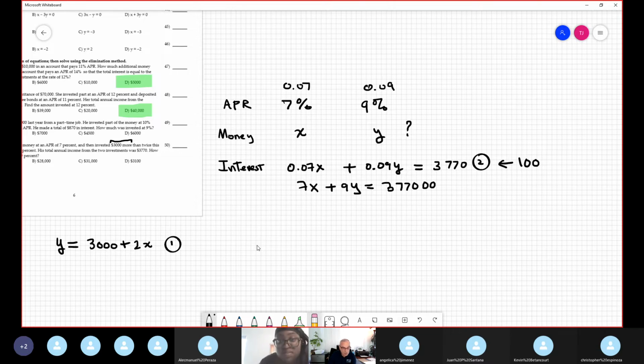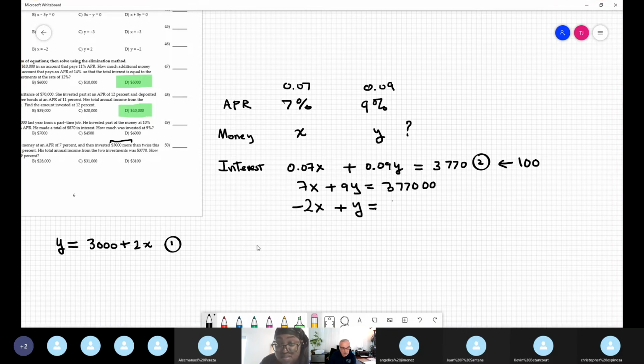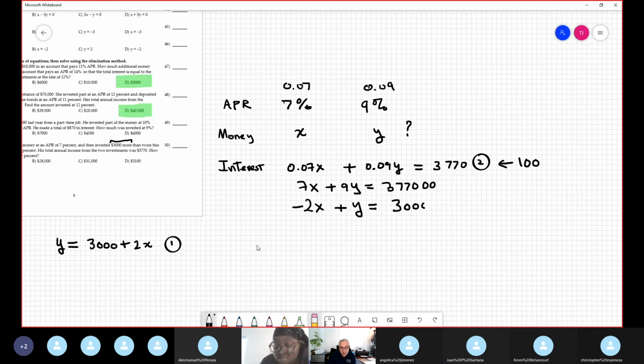Okay, now. This equation, put in standard form: minus 2x plus y equal 3,000. Equation number one and equation number two after the multiplication by 100. Okay, now, what should I do?